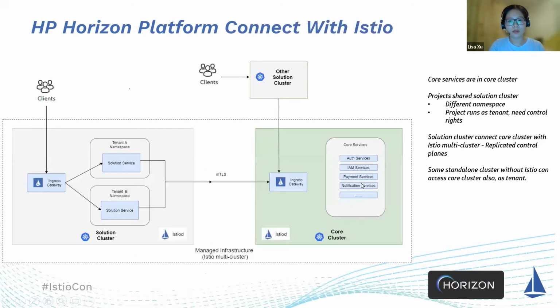So here is how the platform looks. On the right corner, we have a Kubernetes cluster called the core cluster. Inside the core cluster, we host all the core services like the auth service, IAM service, payment service, notification service, etc. All the core services are accessed through the ingress gateway.